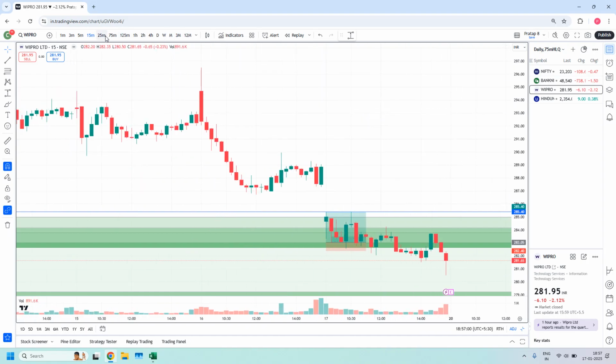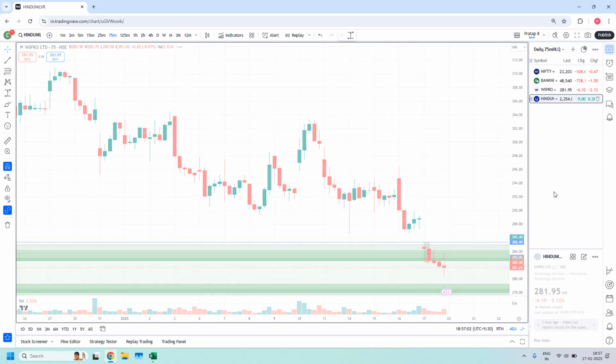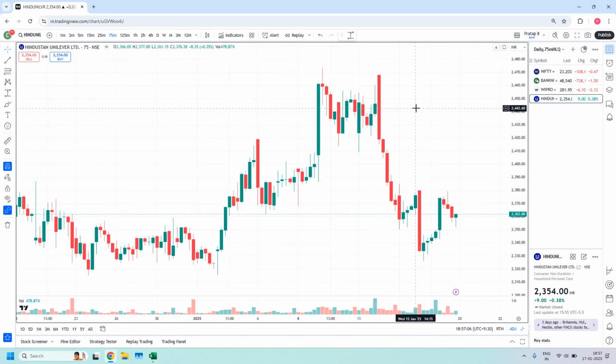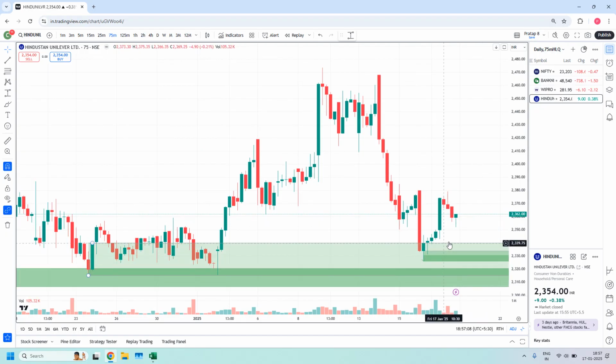And the next one is the 75-minute zone, that is Hindustan Unilever. This is a 75-minute high liquidity zone identified by our software, and today price did not enter into this zone at all. See, in today's 75-minute candles, we have 5 candles during intraday: 1, 2, 3, 4, 5. All 5 candles are outside the zone.